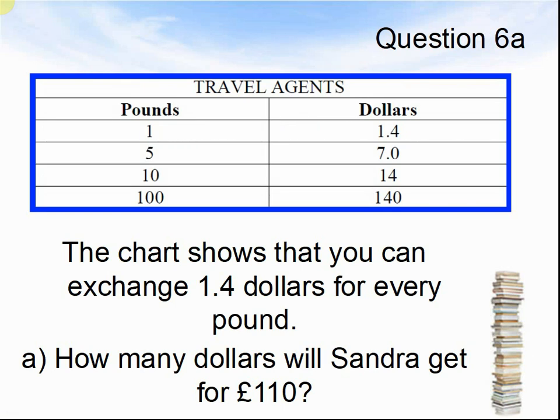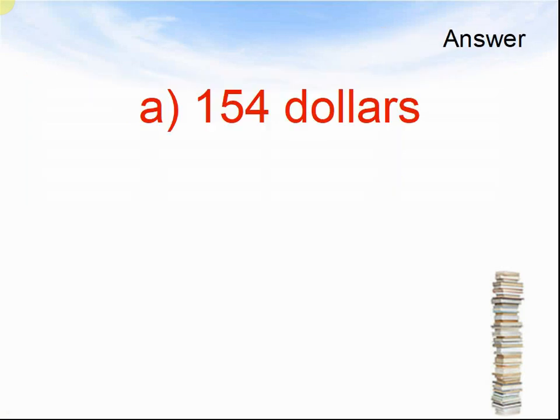Question 6a. The chart shows that you can exchange $1.40 for every pound. How many dollars would Sandra get for £110? Pause the video until you are ready to see the answer. Here comes the answer. The answer is $154.